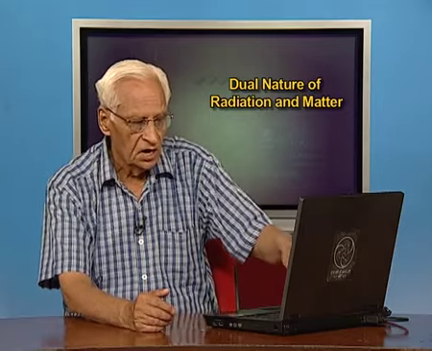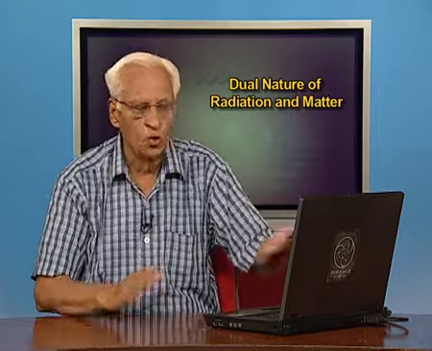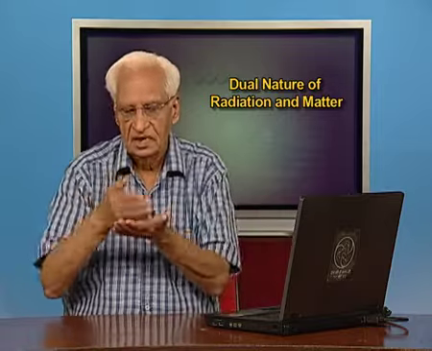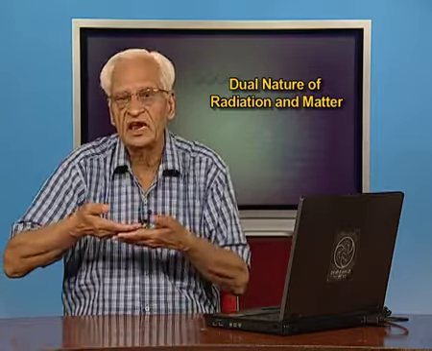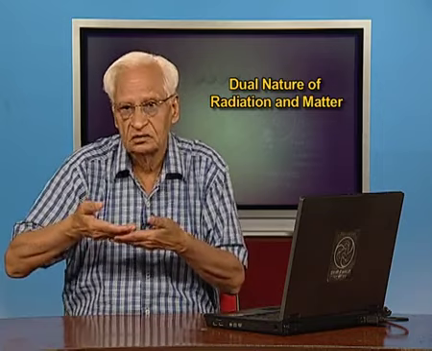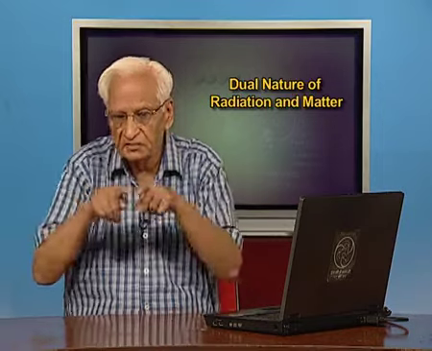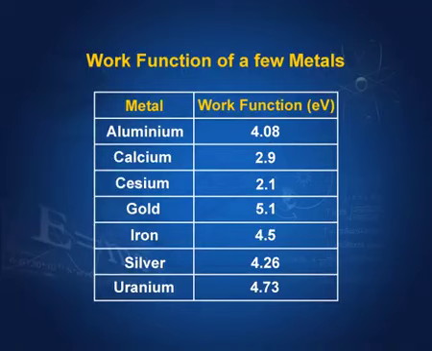That means, if we have a gold piece, and if we want to remove the electrons from the gold to the surface of this piece without any kinetic energy, then we must give to each electron energy equal to 5.1 eV. This is therefore the work function of gold.